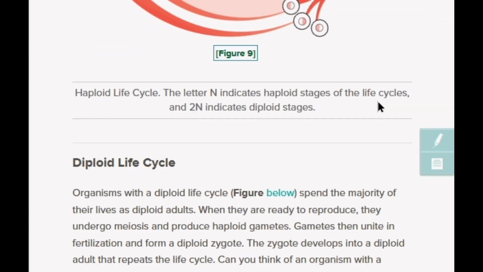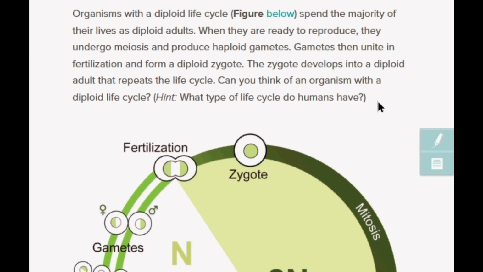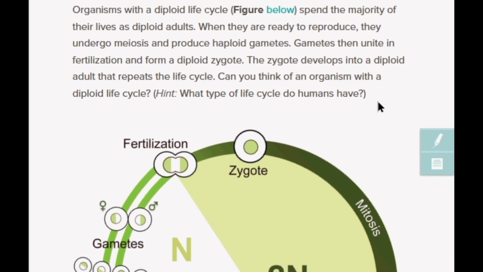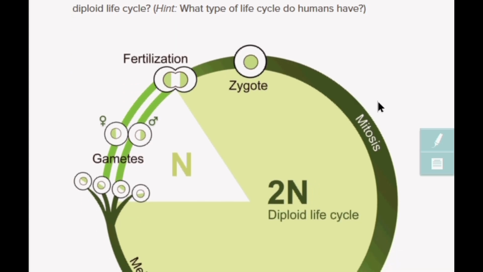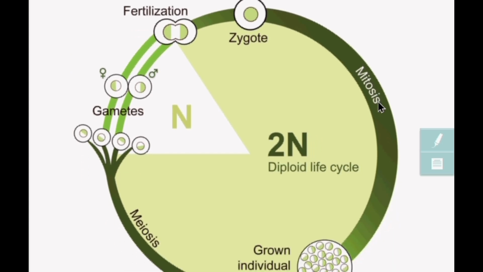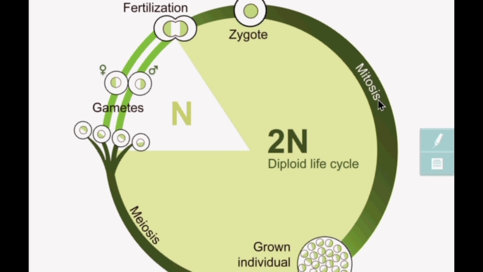Diploid life cycle. Organisms with a diploid life cycle, figure below, spend the majority of their lives as diploid adults. When they are ready to reproduce, they undergo meiosis and produce haploid gametes. Gametes then unite in fertilization and form a diploid zygote. The zygote develops into a diploid adult that repeats the life cycle. Can you think of an organism with a diploid life cycle? Hint: what type of life cycle do humans have? Figure 10. Diploid life cycle. The letter N indicates haploid stages of the life cycles, and 2N indicates diploid stages.